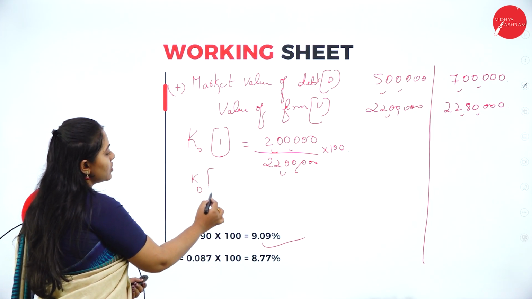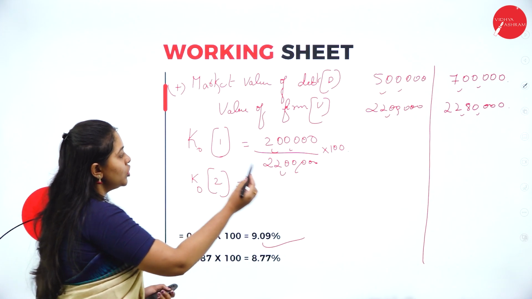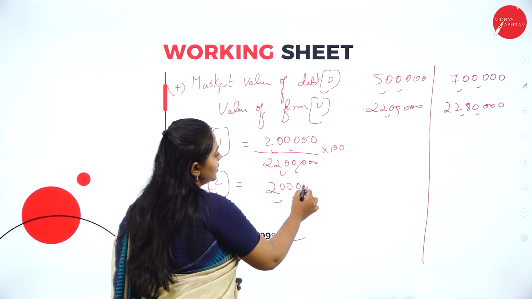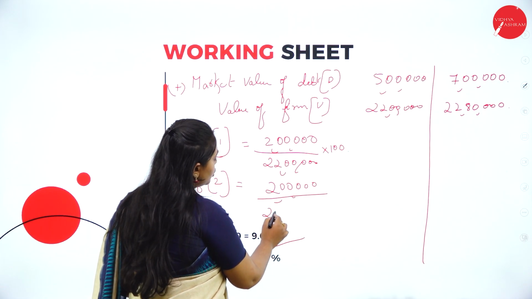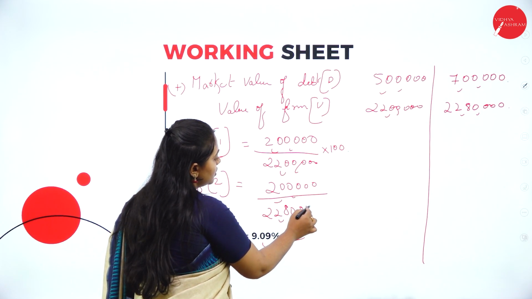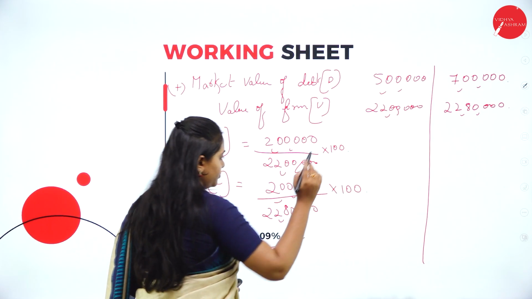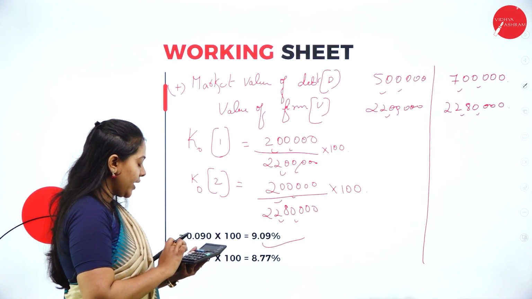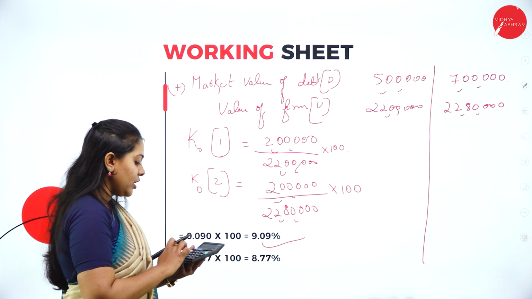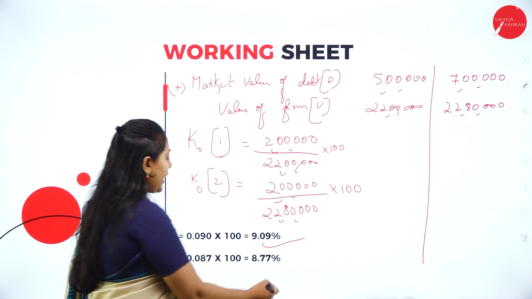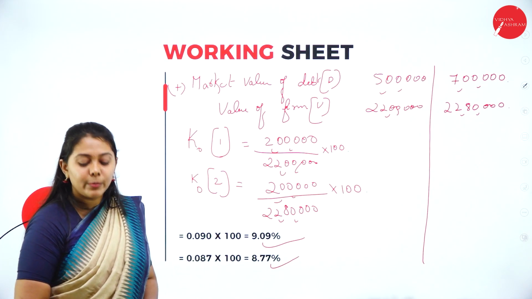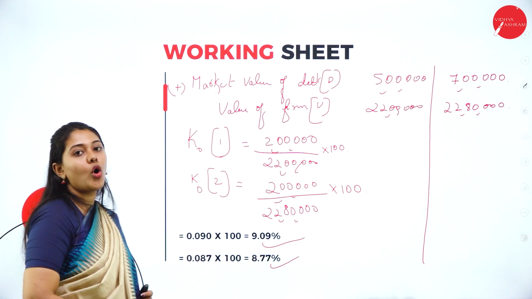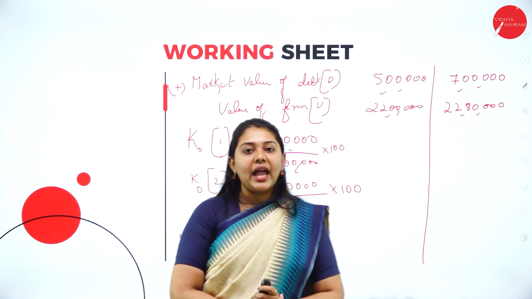What is the overall capitalization rate for the second case? EBIT remains the same, that is your 2 lakh. So 2 lakh divided by 22 lakh 80,000 into 100. Let's use the calculator and check out the answer. The value will be 8.77%. So this is how you compute your problem under NI approach.